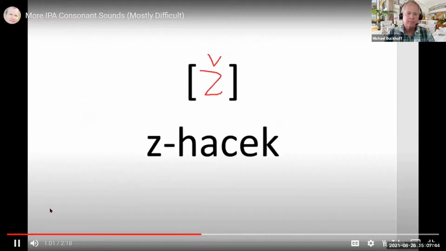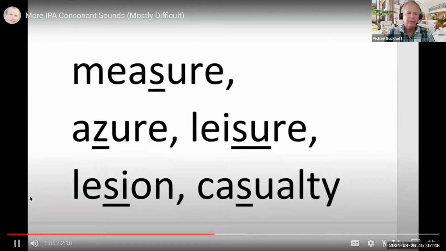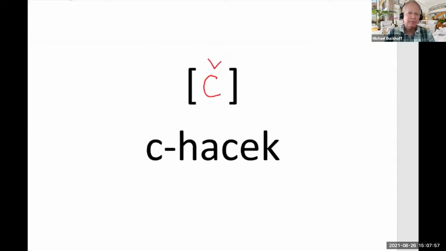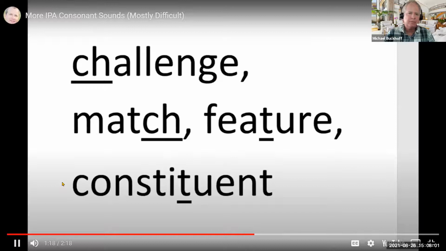The Z hat check. Measure, azure, leisure, lesion, causality. The C hat check. Challenge, match, feature, constituent.